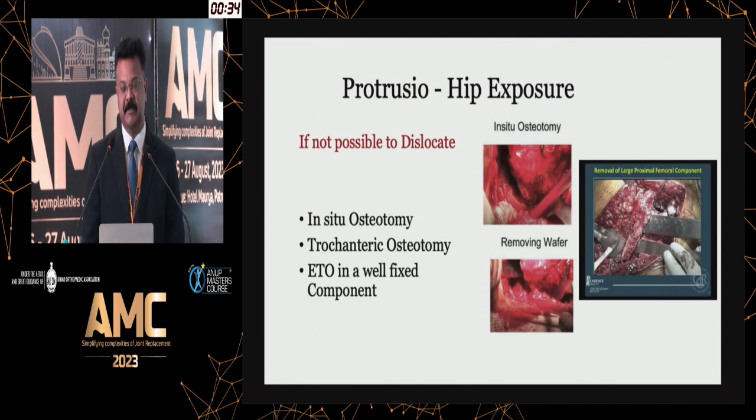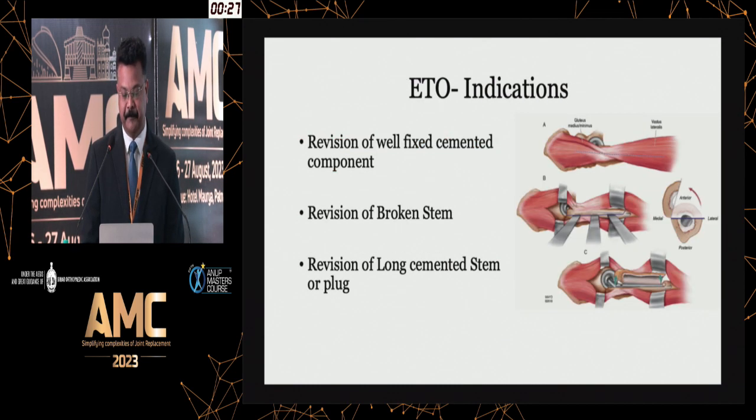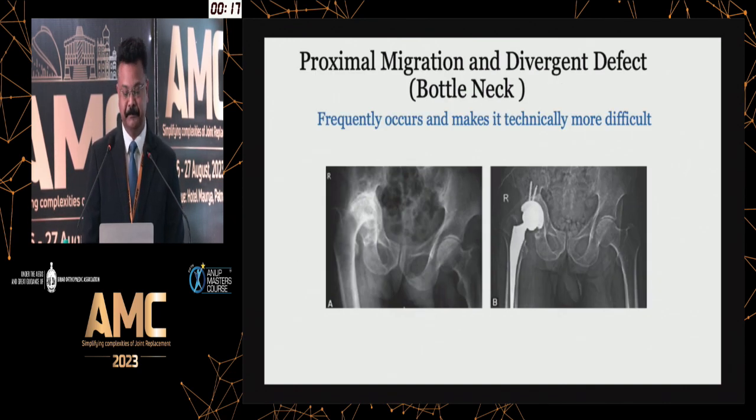Trochanteric osteotomies, and in case we are doing a revision scenario, an ETO in a well-fixed component is almost always necessary. The indications of an ETO remain revision of a well-fixed stem, especially a cemented component, or a broken stem, or a long cemented stem or plug.